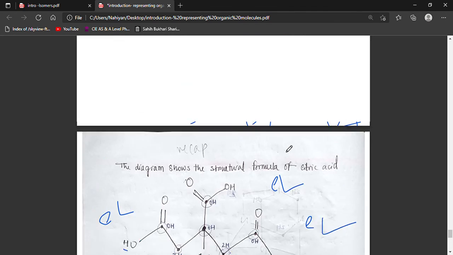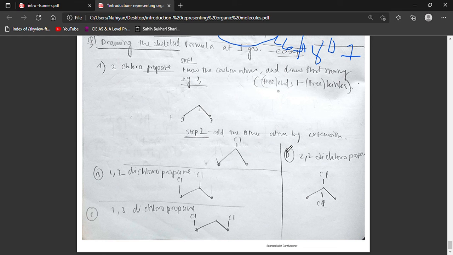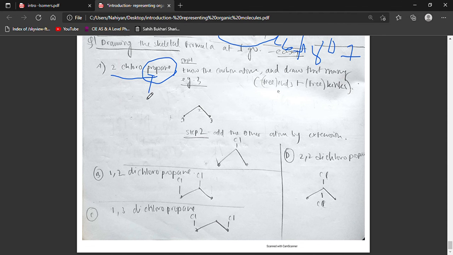and let's do something very easy, I mean very fast. So if you are asked to draw the skeletal formula itself rather than from the name, what do you do? So let's say 2-chloropropane. Step 1, know the carbon atoms and draw that many free kinks or ends. Our carbon atoms is propane and we have 3 carbons. So we can have just 3 ends or 3 kinks. So 1, 2, 3. This represents carbon, this represents carbon, this represents carbon.